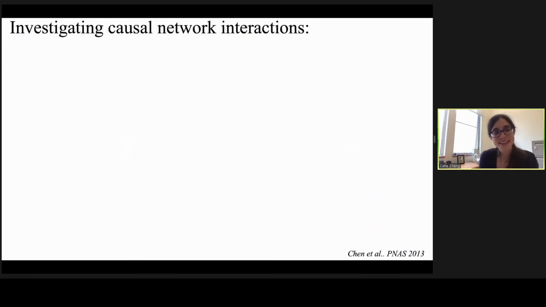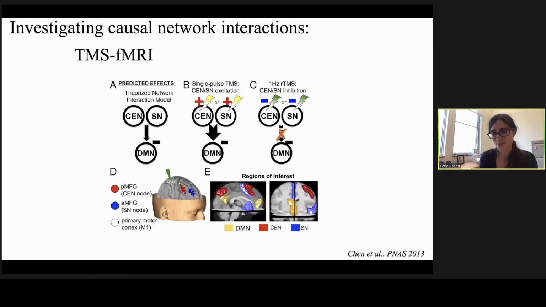But nonetheless, most of the approaches I just mentioned are based on correlational information. How can we start to get more insight into causal network interactions? There are several potential approaches for that. One is to integrate fMRI with brain stimulation techniques, such as TMS.